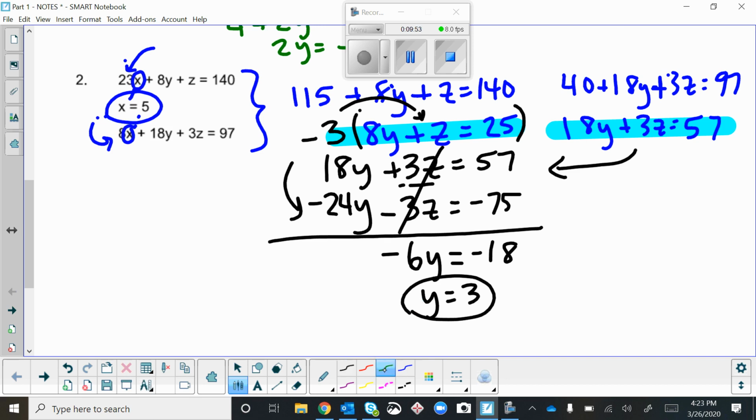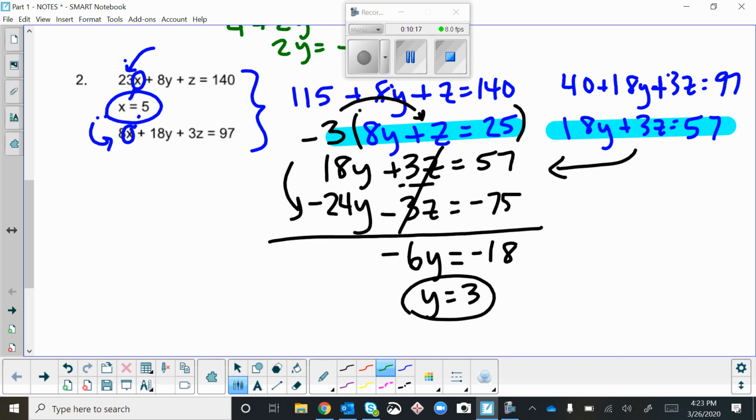Let's find the last variable. I know x now, I know y, I just need to find z. So I go back to the original problem. I can pick either of those long equations to figure out z. I think I'm going to do the first one because if you notice, in that equation, the z has no coefficient.